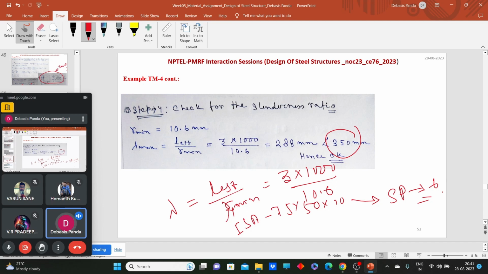This is an iterative process. First, we have to select one section, then go step by step. Then again, if the criteria have matched, then it's okay. Otherwise, we have to select another section with a higher cross-sectional area and follow the steps, then check whether this section can withstand that load or not. Okay, so that was the design part.